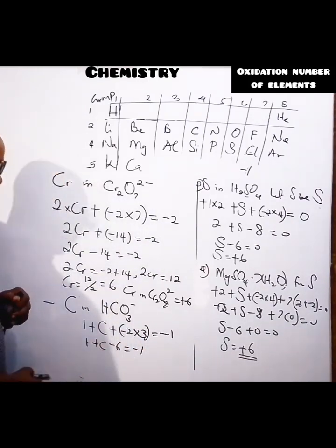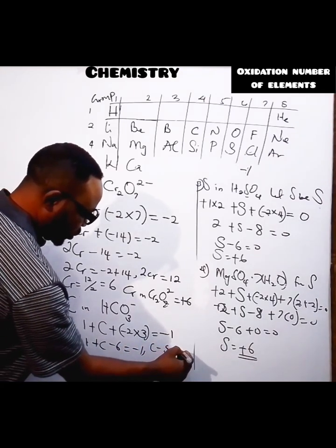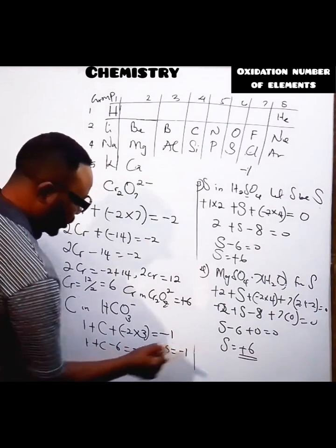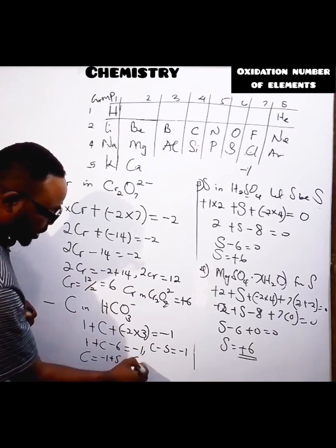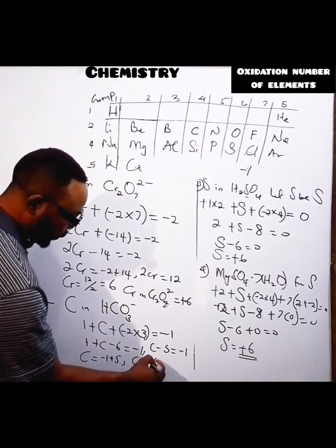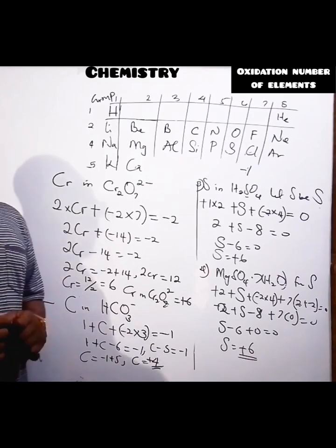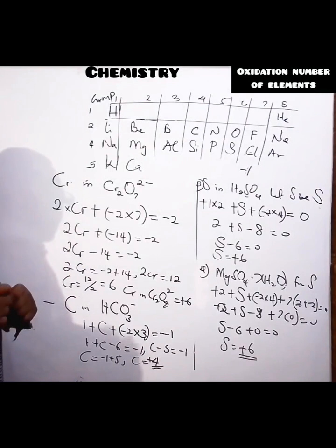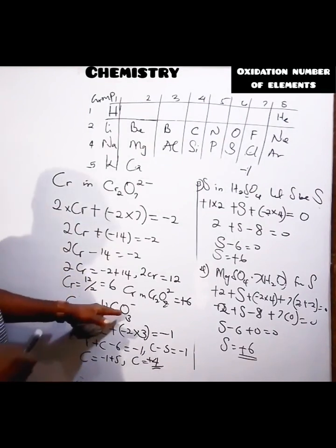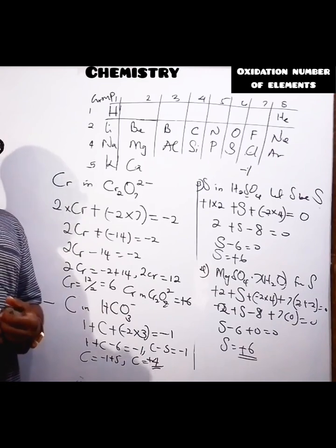1 minus 6 will be equal to -5. So we're having C minus 5 equal to -1. So when this 5 comes in, it becomes C equal to 1 minus 1 plus 5. Therefore, C will be equal to +4. So the oxidation number of carbon in HCO3- is equal to +4.